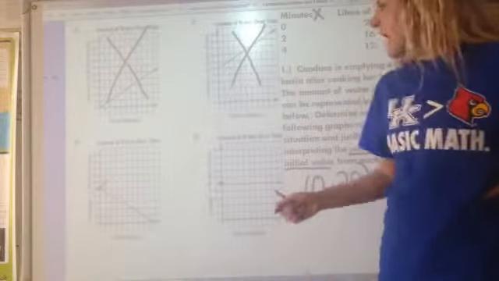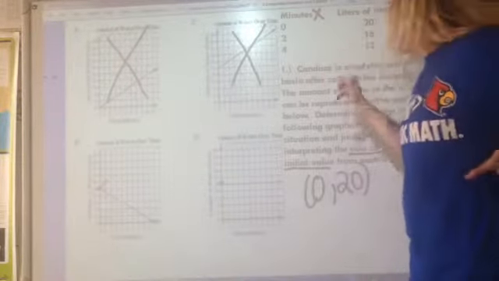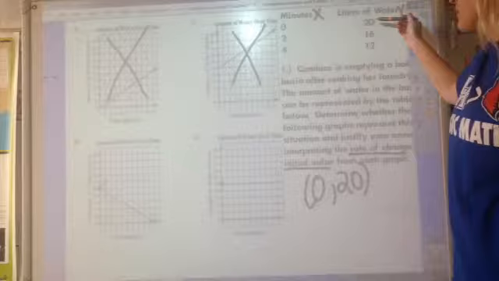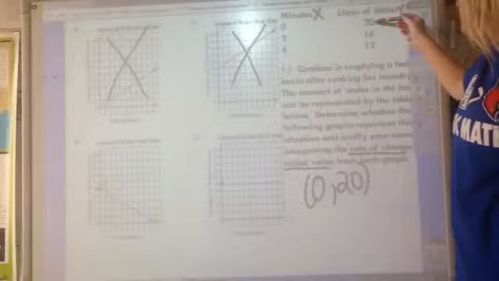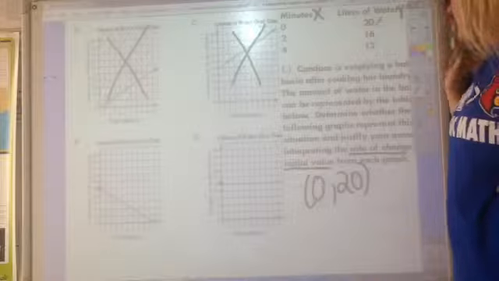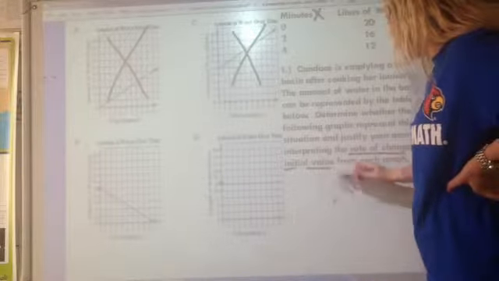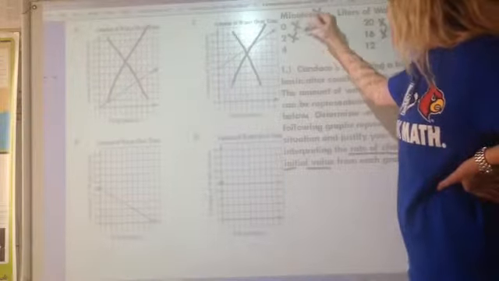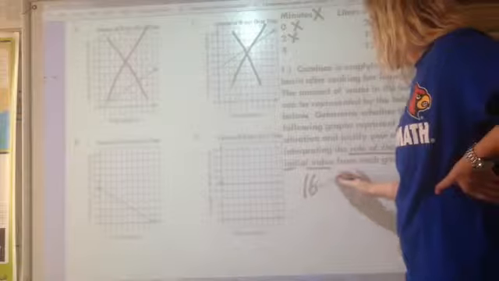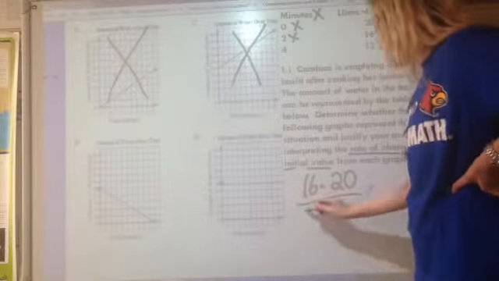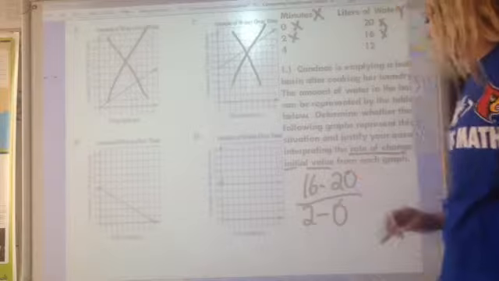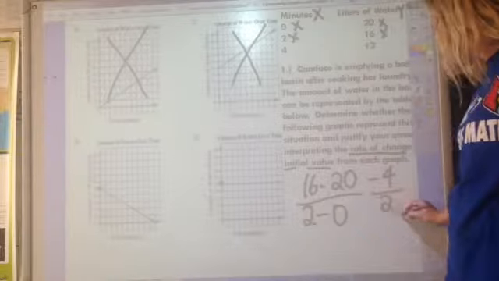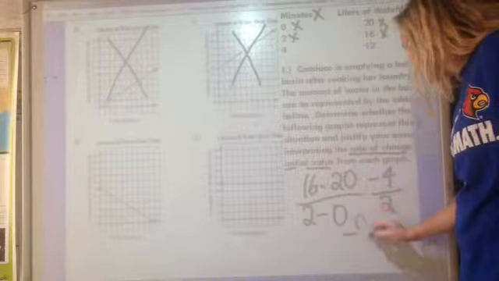However, if I'm looking for the graph that represents the table, I see that for every 2 minutes, the liters of water left over in the tub are decreasing by 4. And if I want to find the slope of a line, I can do change in y over change in x. So (16 minus 20) over (2 minus 0). 16 minus 20 is going to leave me with negative 4, and 2 minus 0 is just going to leave me with 2. Negative 4 divided by 2 is going to leave me with negative 2.